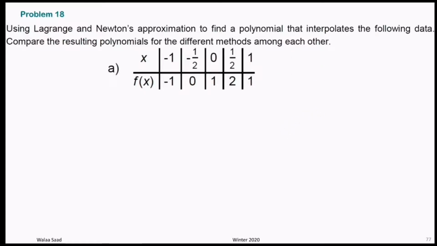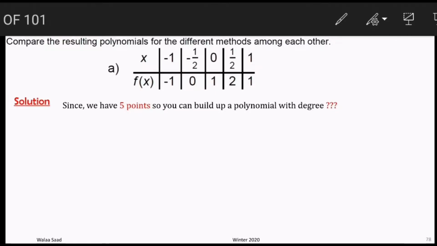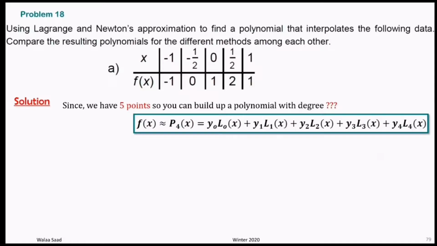So starting with Lagrange, we have 5 points. So what's the degree of the polynomial to construct here? Of course, it's n minus 1, so it's 4, degree of polynomial 4. So you will remember the Lagrange interpolation polynomial form, and here we have y0, y1, y2, y3, and y4 already given in the table, and we need to construct the Lagrangian polynomials L0, L1, L2, L3, and L4.